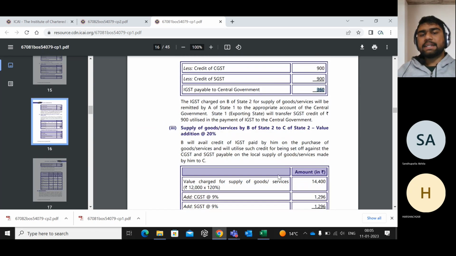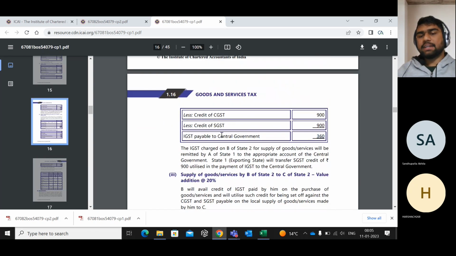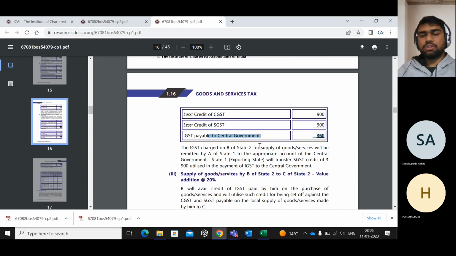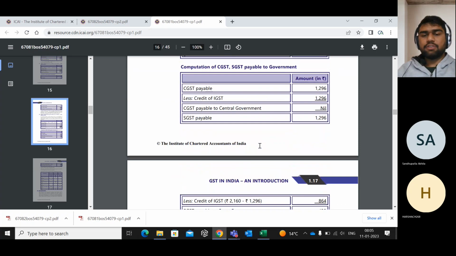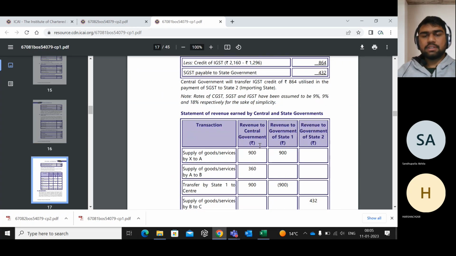How much the net liability, the net cash to the government, they are computing here. You can look after that, and if you have any doubts, you can let me know in the next session.